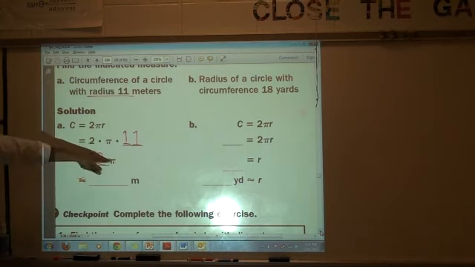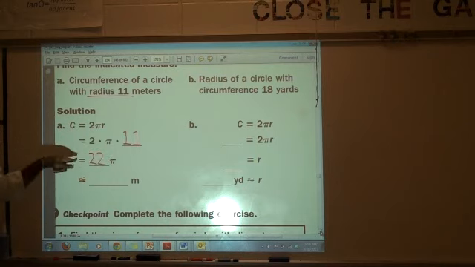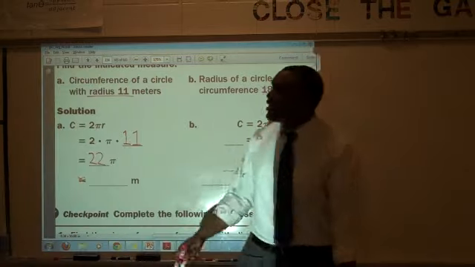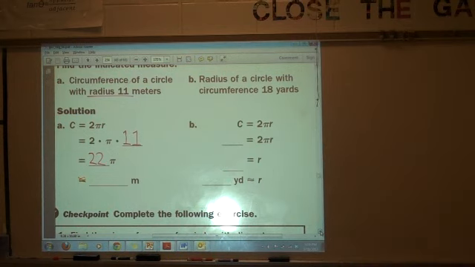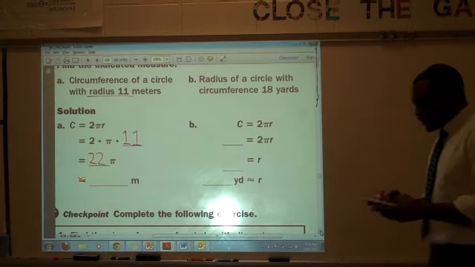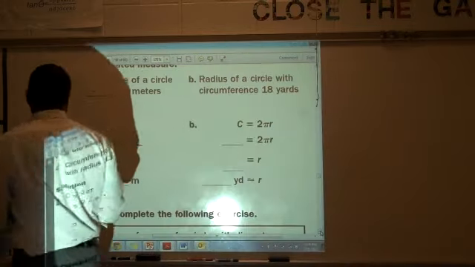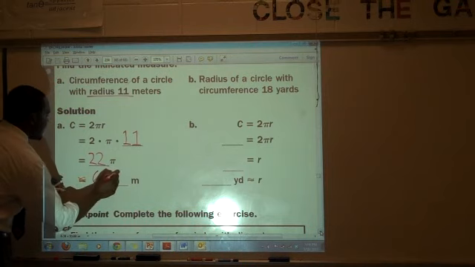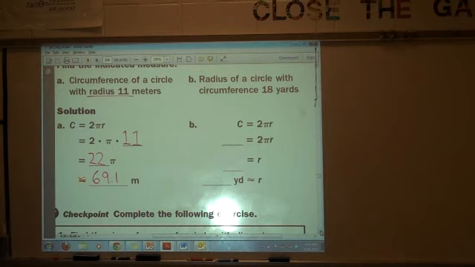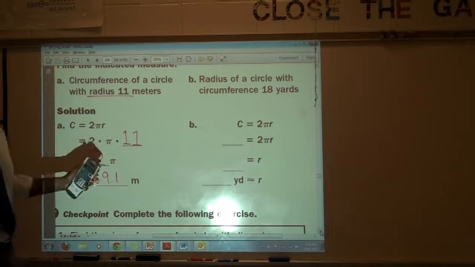So 22 pi, and your calculator is just going to do 22 times, I want you to actually use the pi button. And if you don't have a calculator on you that has pi, you can just use 22 times 3.14. That's going to give you your estimate. So 22 times 3.14 is going to give me about 69.1 meters, approximately.